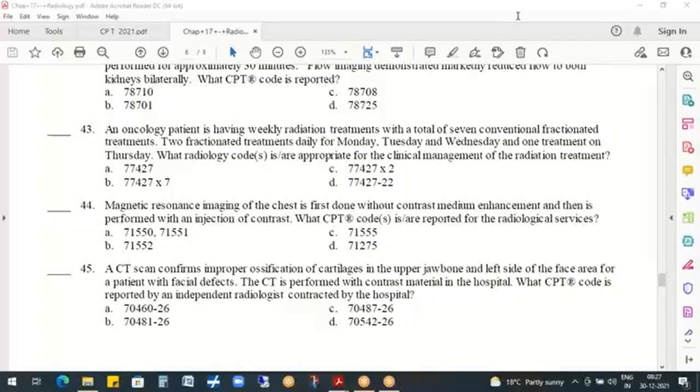What is the technique here? MRI. Then you need to look for with contrast, without followed by with. What have they performed here? Without contrast followed by with. Now you can go and see the question. It will be easy for you to find the answer if you know what points to look for in the code.